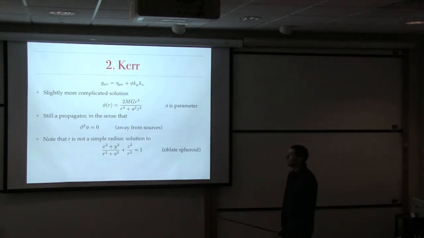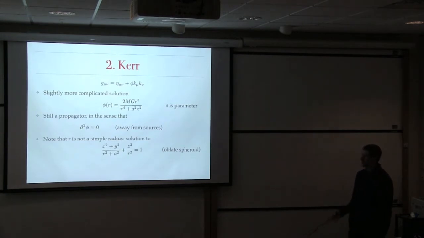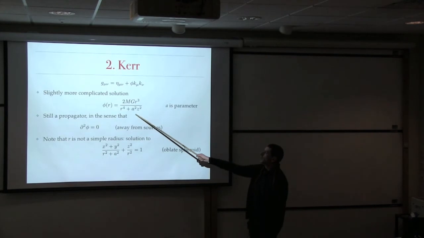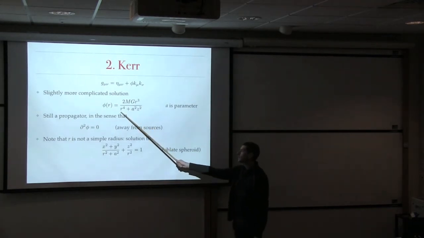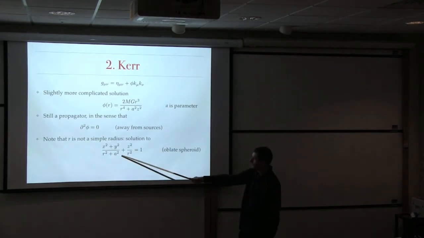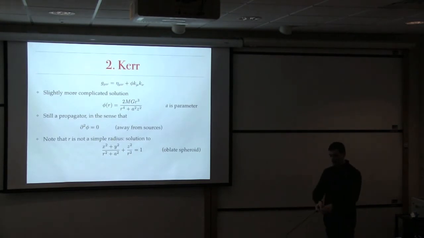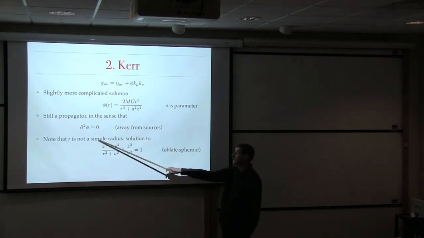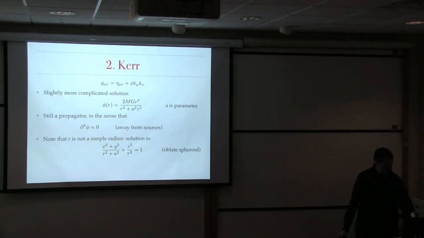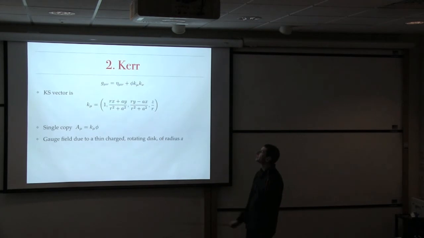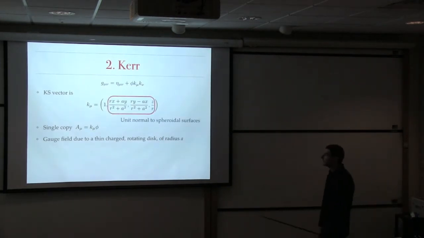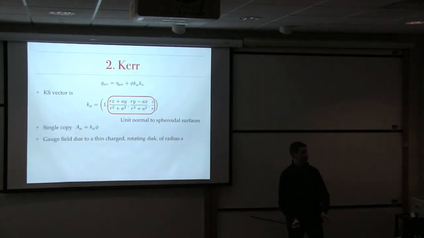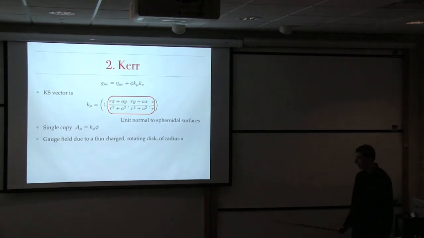Okay, well, another interesting example is Kerr. This is slightly more complicated looking. This is the phi. If I take a to 0, then I will just get the Schwarzschild case as before. When a isn't 0, this r is not just radial distance. It's actually the solution of this equation. So r parameterizes the surface of some oblate spheroid, a deformation of a sphere. So this phi looks complicated, but it's still a propagator in the sense that it satisfies the phi equations, as it has to. The Kerr-Schild vector, in this case, again looks a little more complicated, but it really isn't so much more complicated. It's just this stuff here, and it's the unit normal to these spheroidal surfaces. So it's just the generalization of this, which makes sense.